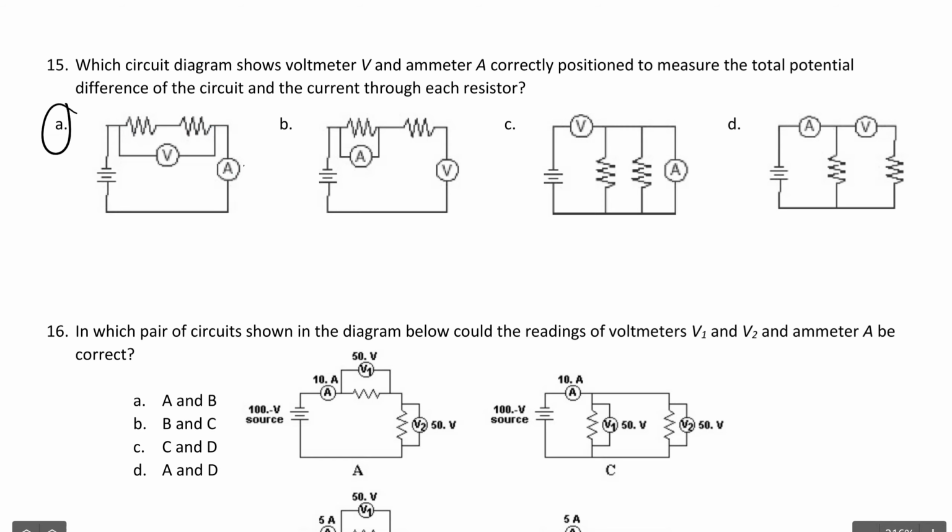Let's see why B is not good. Oh, ammeter A is not connected in series. It's connected in parallel. And voltmeter V is connected in series. That's not how you connect either one of those. Same with this.